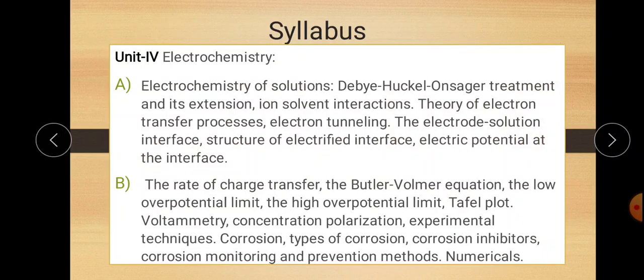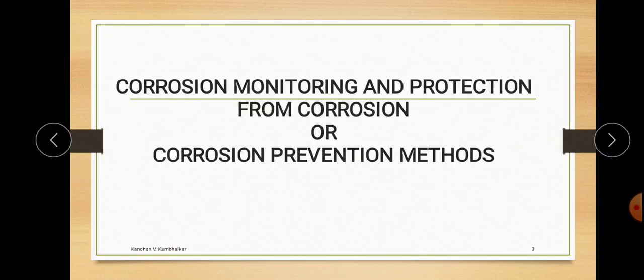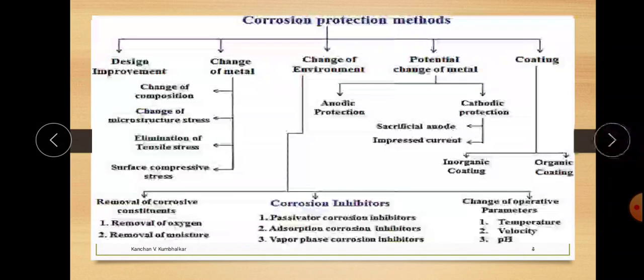This is the overall syllabus, out of which corrosion, types of corrosion, and corrosion monitoring and preventing methods are going to be completed. In this lecture, we are continuing with the point of corrosion monitoring and protection from corrosion, that is the corrosion prevention method. This is the chart regarding the corrosion protection method.